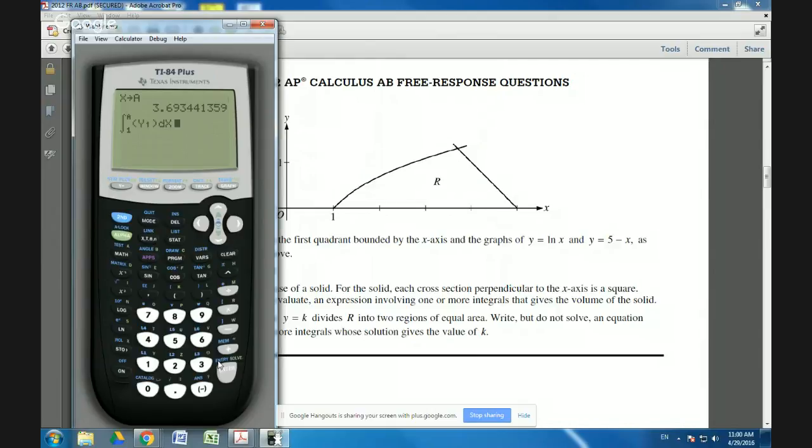Plus your other one, A to 5, and alpha trace y2, dx. And you're good. Less chances for error.